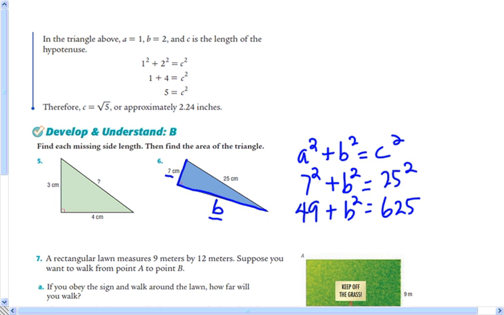Then we're going to subtract here. We want to subtract 49 from 625. Well, if I subtract 50 from 625, that's 575, so I need to add 1 back, so that's 576.